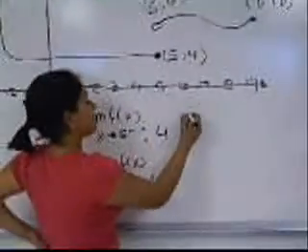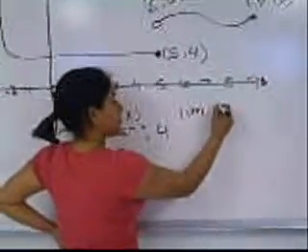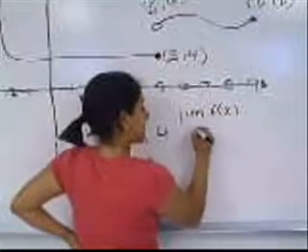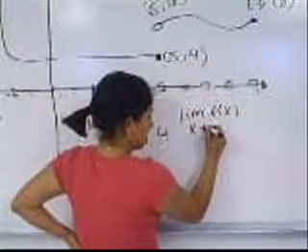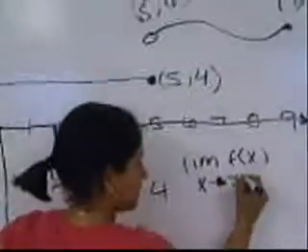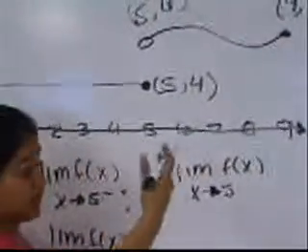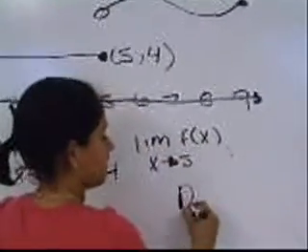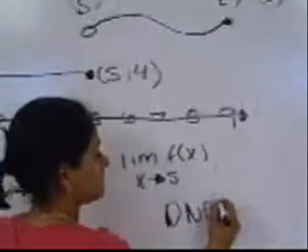Now from both, compare both. Again, what did I say? It equals DNE because you have two different answers coming from left and right. So DNE is your answer.